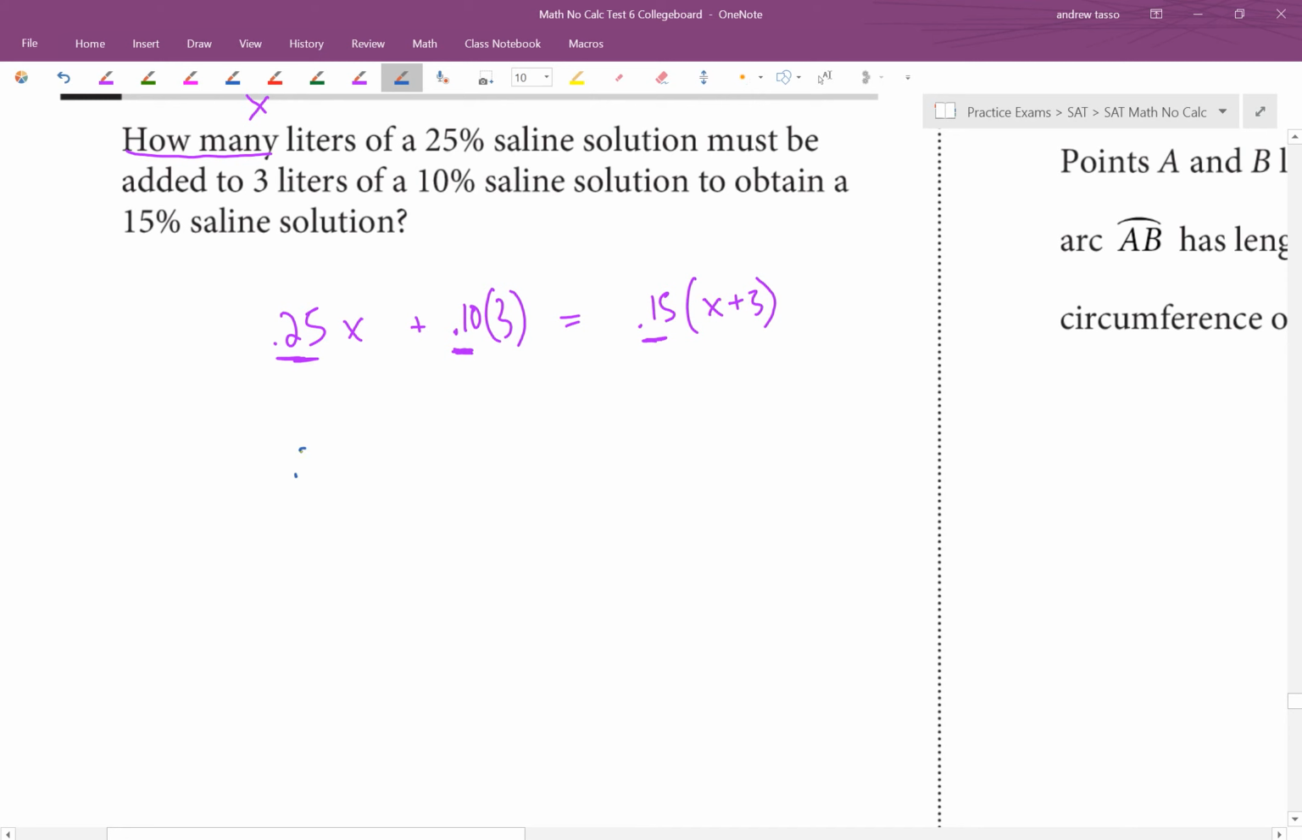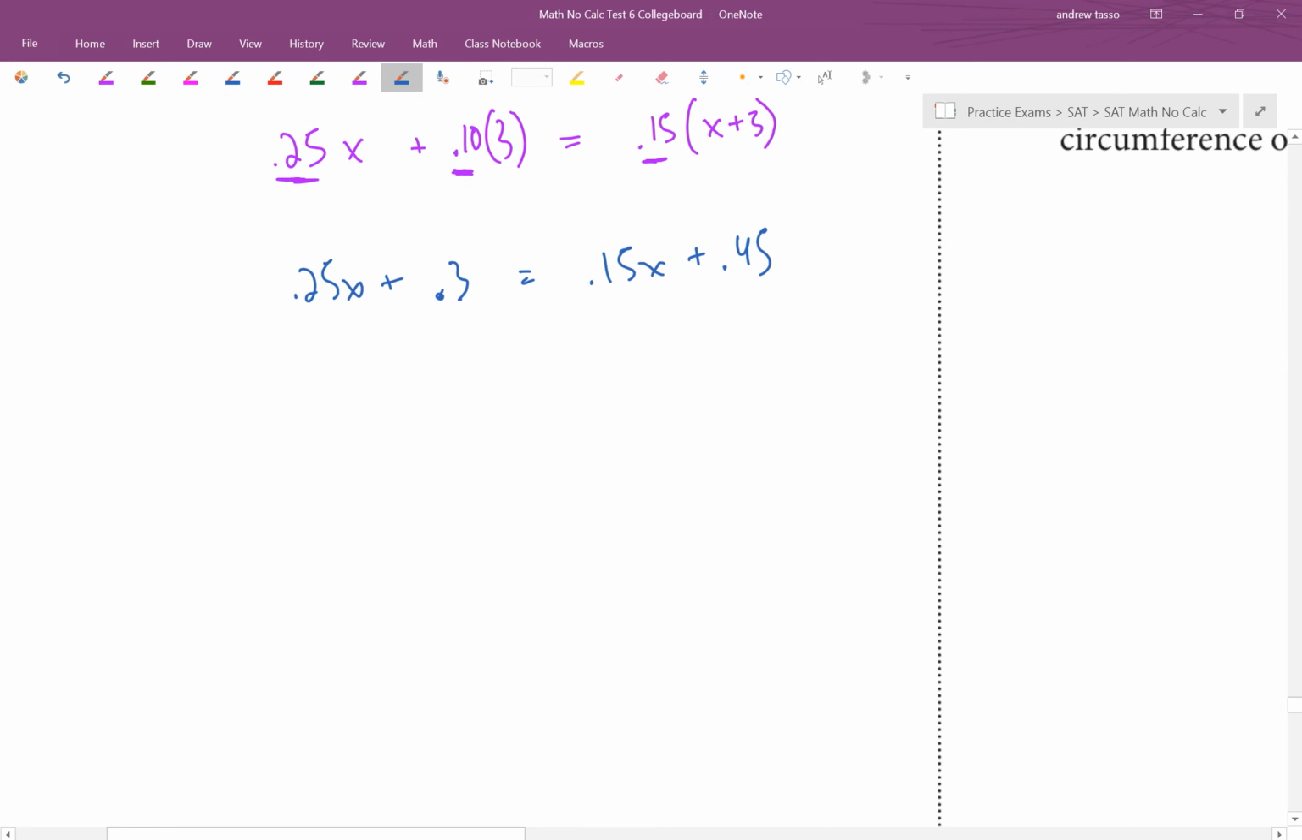So 0.25X plus 0.3 is equal to 0.15X plus 0.45. And so if we subtract 0.15X, we get 0.10X. And if we subtract 0.3, we'll get 0.15. So if we then divide by 0.1, that's the same thing as multiplying by 10. So we'll end up with 1.5 for X.